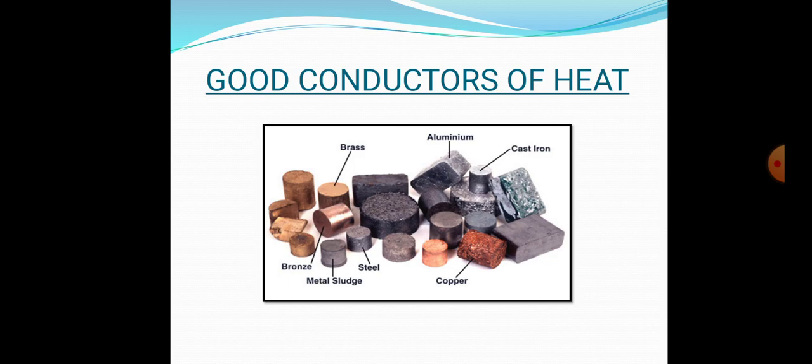Now let's discuss good conductors of heat. Some materials allow heat to pass through them quickly. These are called good conductors of heat, and generally all metals are very good conductors of heat, like aluminium, bronze, steel, copper, iron, etc.